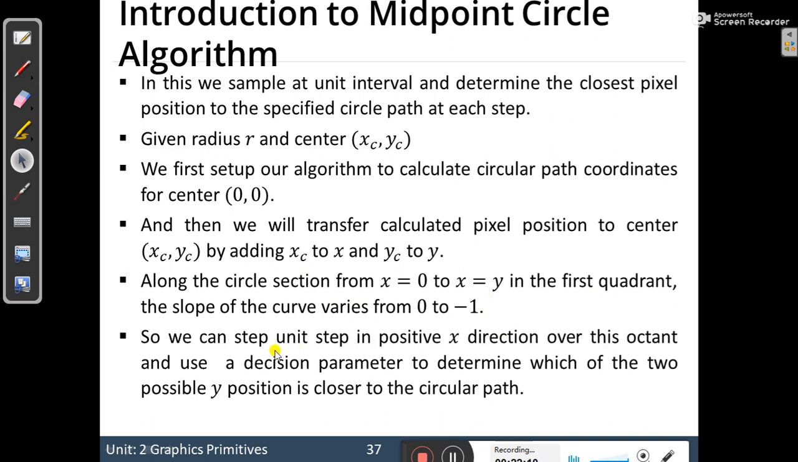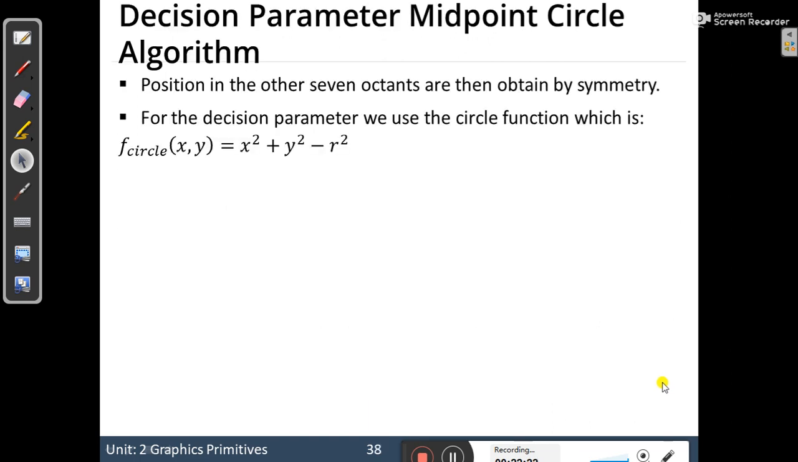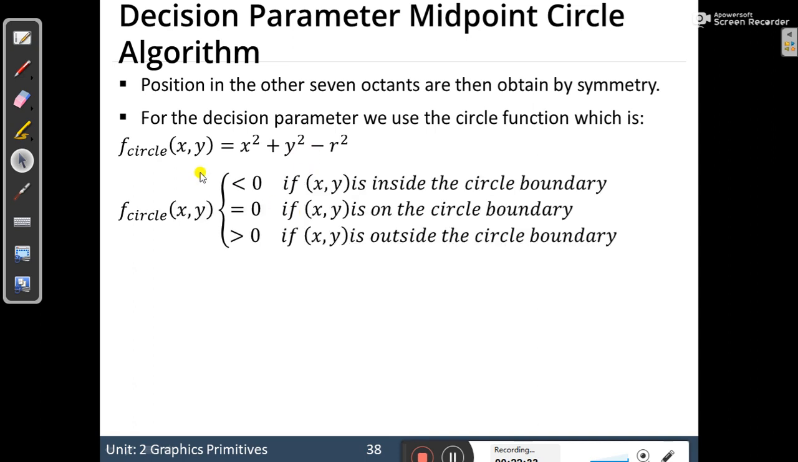So we can step in the positive x direction over this section and use a decision parameter to determine which of the two possible y positions is closer to the circular path. So now we'll go through this. F circle xy. Suppose this is a function.